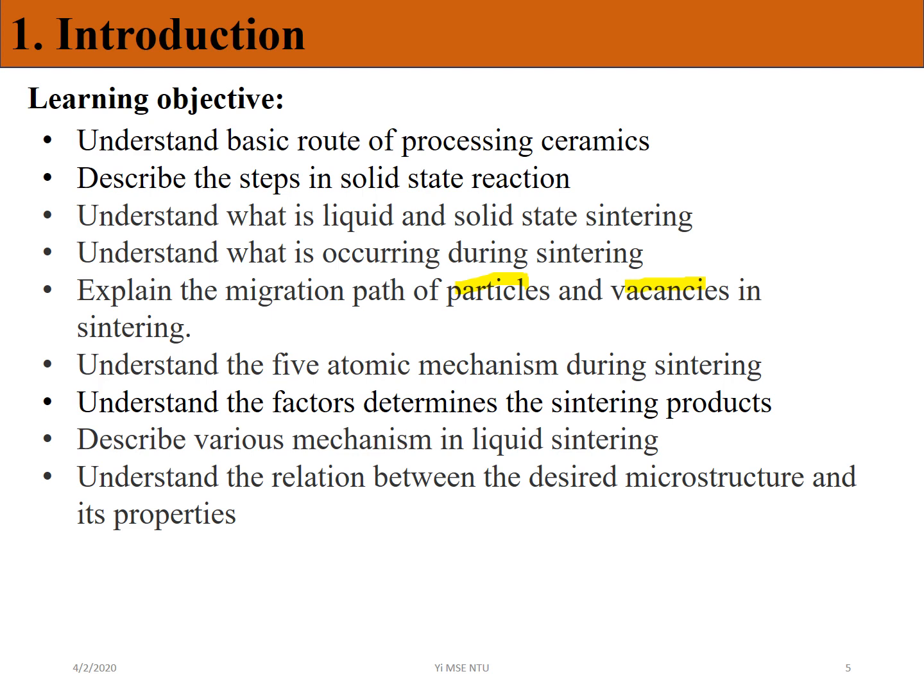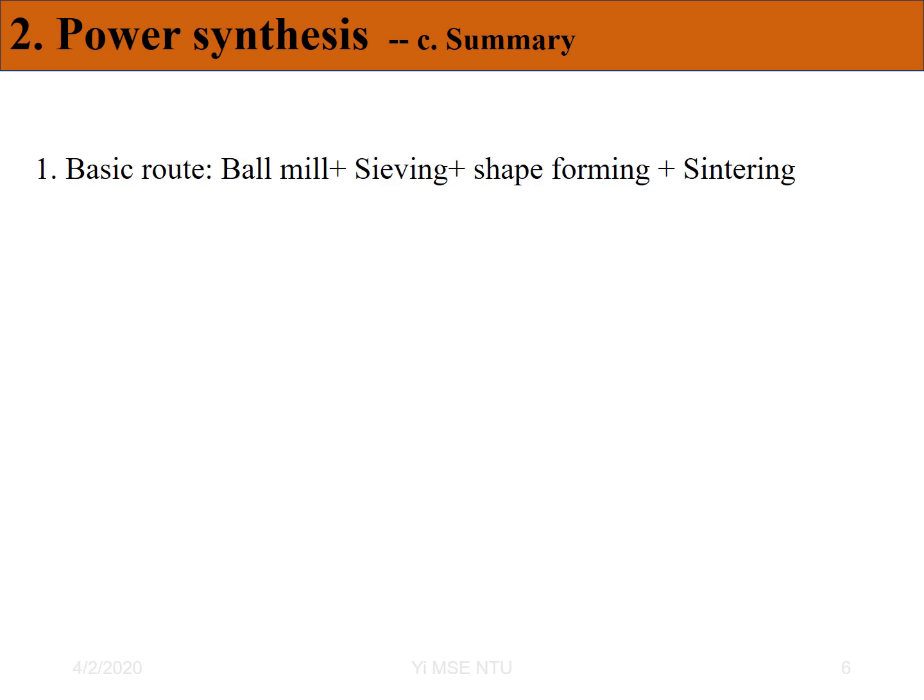So then what are the factors determining the sintering products? And describe various mechanisms in the liquid phase sintering, and understand the relationship between the designed microstructures and the properties. Okay, so what are the basic routes? The basic route is ball milling, followed by sieving, followed by shape forming, and last followed by the sintering. Of course, some still need a post treatment.